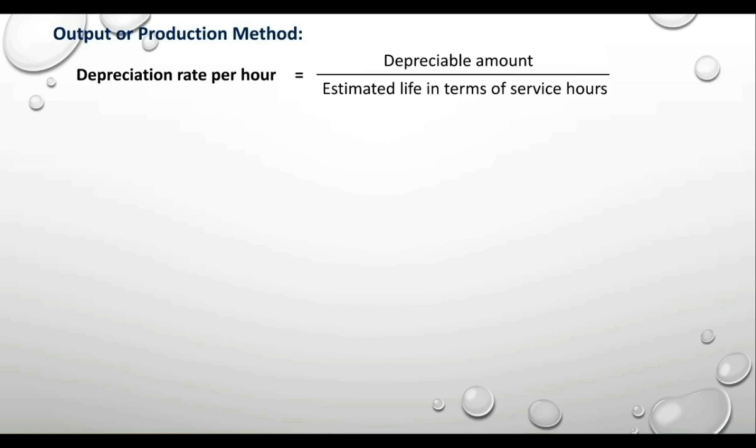Sa output or production method, ang dapat natin i-compute ay ang depreciation rate per unit na imumultiply sa actual units produced para makuha yung depreciation expense for a particular period. At dahil per unit ang rate na kailangan natin, dapat ang ipandidivide natin sa depreciable amount ay ang estimated useful life in terms of units of output.